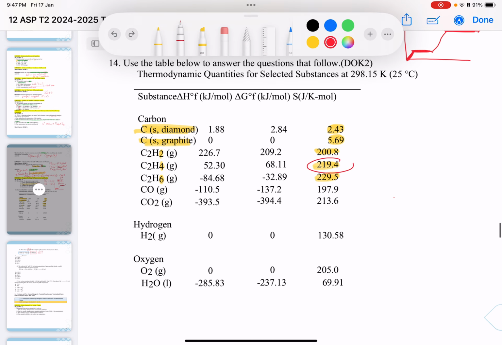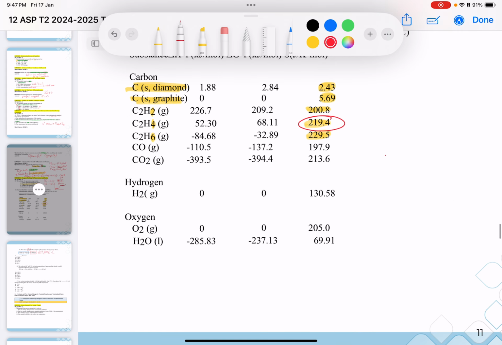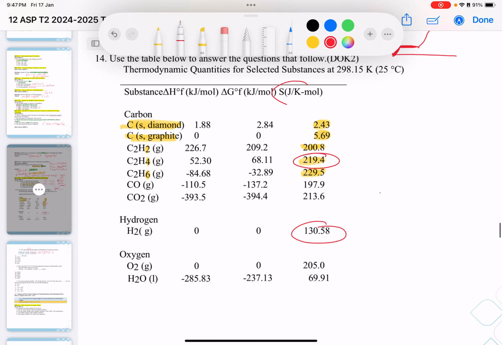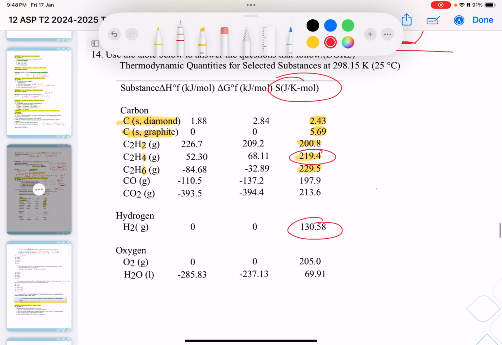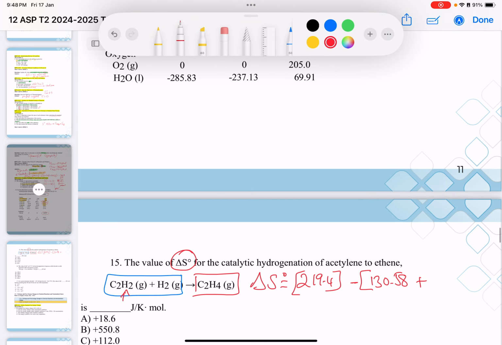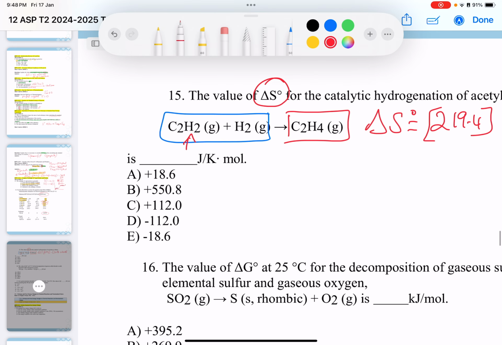C2H4, 219.4, minus hydrogen gas, I'm taking the S, 130.58, and the one of ethyne, 200.8. So plugging this into your calculator, the answer would be choice D.